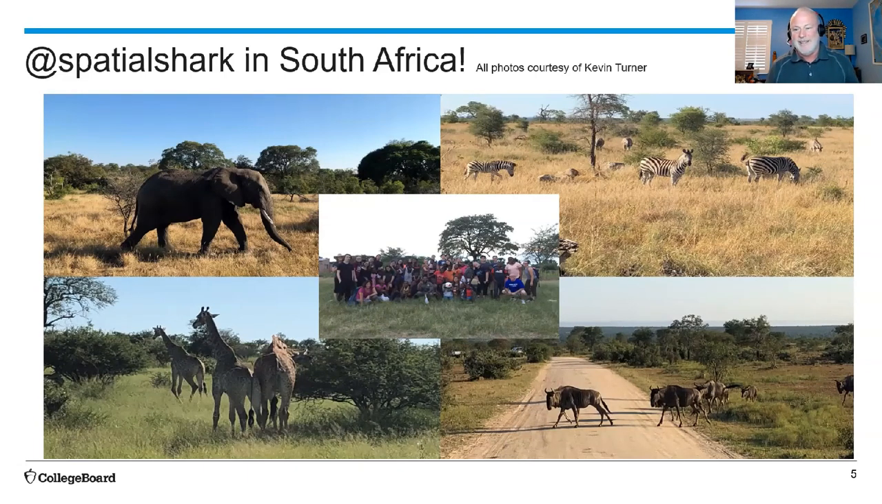And of course, one of the greatest things about our trip was that we got to walk through a little village, and we took along a soccer ball. I mean, hello, Spatial Shark is all about the soccer, and we played soccer with the kids, and then we gave them the ball, and that became a prized possession in the village after we left.